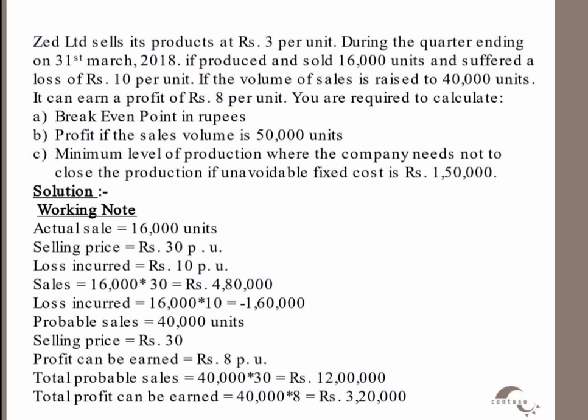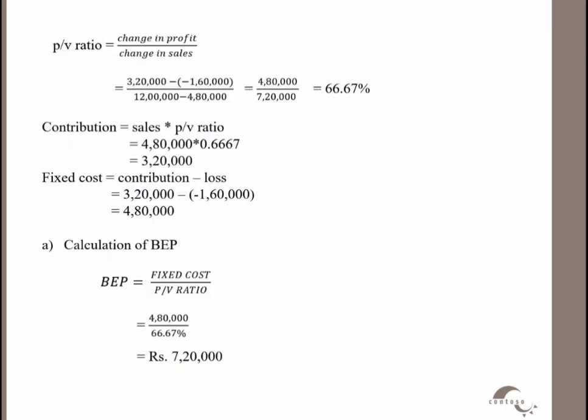The probable sales is equal to 14,000. This is in the question. Then selling price is again rupees 13 per unit. Then the profit that can be earned is rupees 8 per unit. Then the total probable sales is 14,000 into 13, that is equal to 1,82,000. Then total profit that can be earned is 14,000 into 8, that is equal to 1,12,000. From this we can get the profit and the sales.